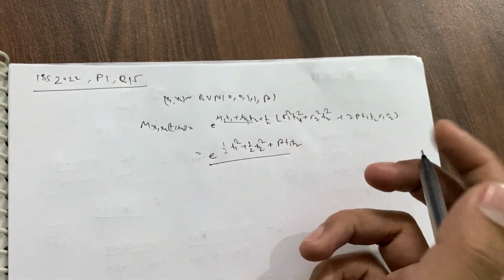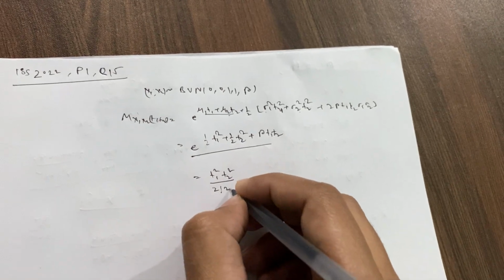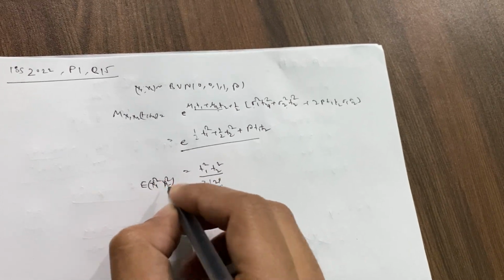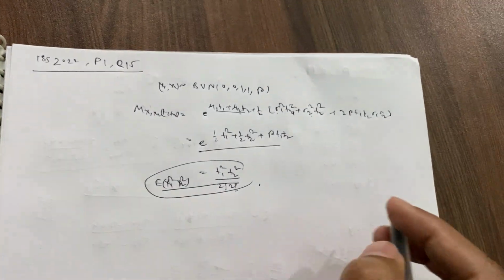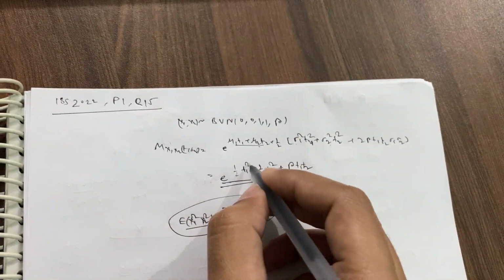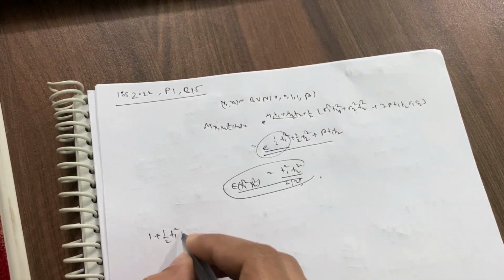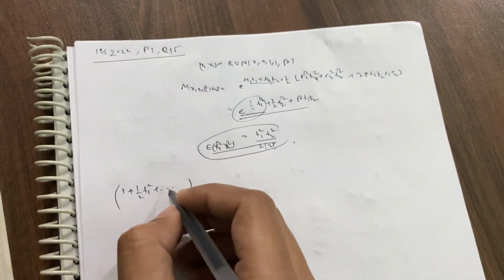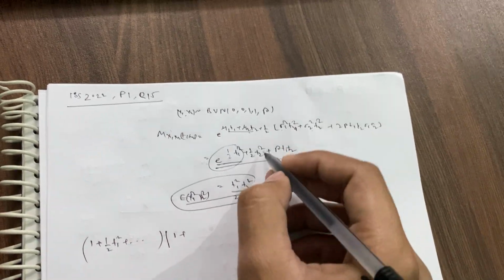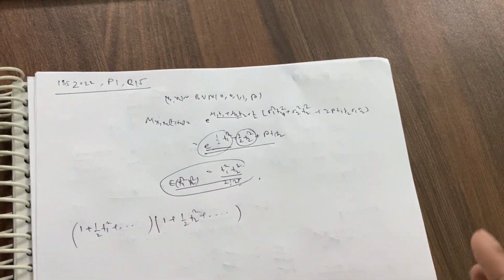Now expand this. If we compare the coefficient of t1 square t2 square divided by 2 factorial, we will get the expectation of X1 square X2 square. So let's expand this. These are in multiplication. First expand this: the expression will be 1 plus half t1 square. We do not need t1 to the power 4, we only need to consider this term. Similarly, expanding this gives 1 plus half t2 square. We do not need higher terms.